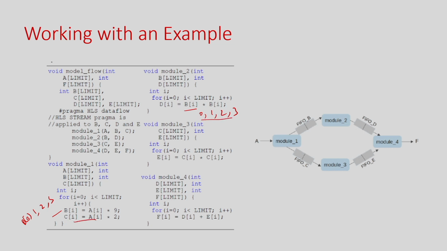Similarly, for C, because the loops are all the same size, the production and consuming order of C and D and E is also all the same. So, in this case I can also implement this with a FIFO. And to do that with dataflow, you have to specify the HLS stream pragma, called stream.